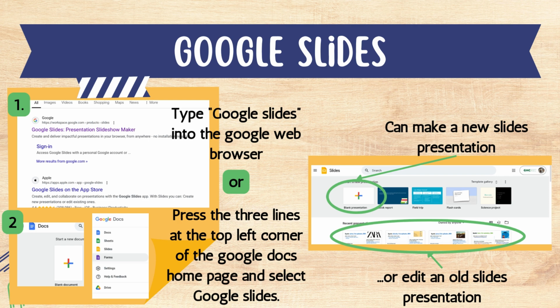So Google Slides has the same kind of format as Google Docs. So again, you can go on your web browser and type in Google Slides. You'll press on the first link that pops up and you can log in. Another option is on the same Google Docs site, you're already on it. You can see the recent documents, create a new document. At the very top, you're going to press on the three little lines in the left corner. You'll press on that and it'll give you all the different Google sites, like Google Docs, Sheets, Forms, all of that.